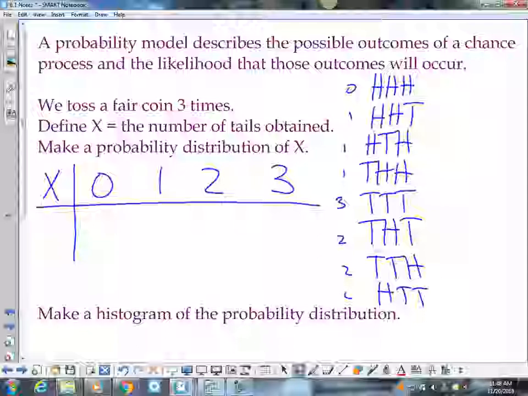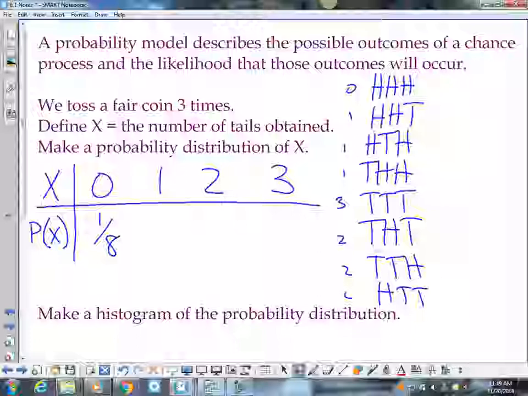Now, it says a probability model. If I go back to the top of this screen, a probability model describes the possible outcomes of a chance process and the likelihood that those outcomes will occur. I've defined x as the number of tails. These are the possible number of tails I could obtain. But now I have to have the probability of each one of those outcomes. How many total outcomes do I have? 8. How many of them gave me 0 tails? So that has a probability of 1/8.